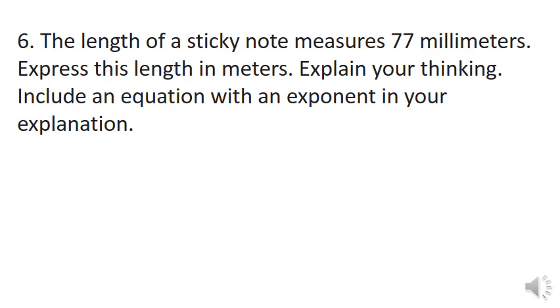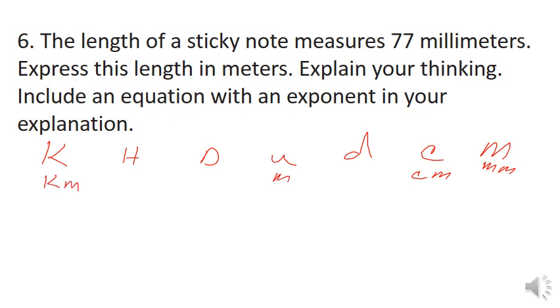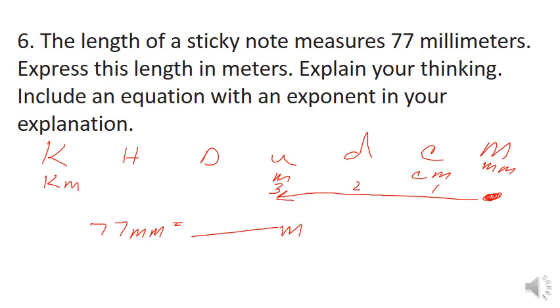The length of a sticky note measures 77 millimeters. Express the length in meters. Alright, you'll always see me do King Henry doesn't usually drink chocolate milk. Millimeters again, this here be centimeters, this is meters, and this is kilometers. Okay, now it says we're going 77 millimeters, and they want to put that into meters. So I can see I'm at millimeters here, and I'm going to meters here, and that is 1, 2, 3 place values away. So I'm going to be moving the decimal point to the left 3 positions. So 77, 3 positions, 1, 2, 3, 77 millimeters equals 77/100ths of a meter.